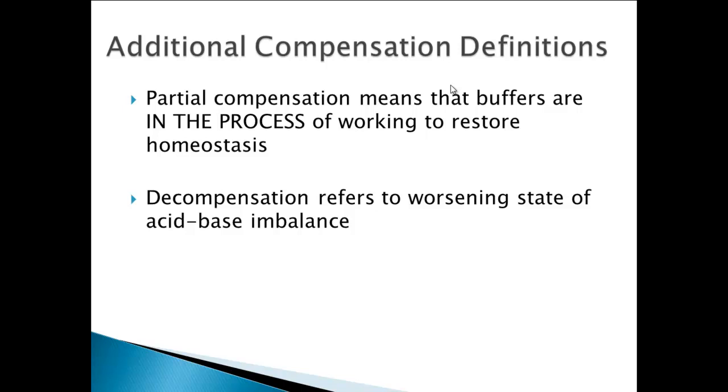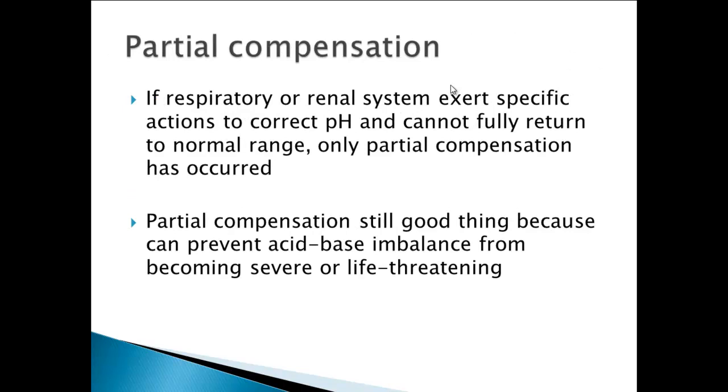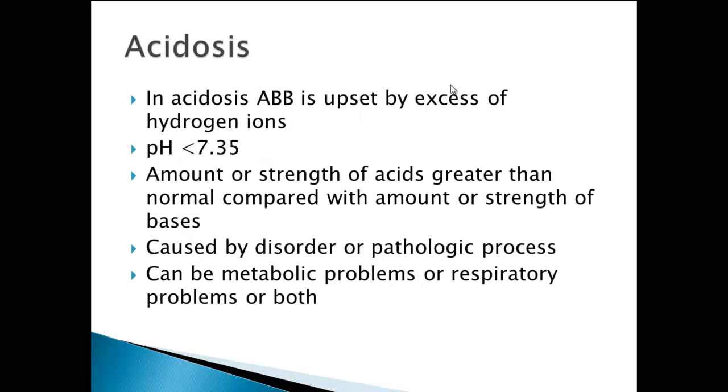There is also partial compensation, where in the arterial blood gases we will be examining, the buffers or the respiratory or renal system are in the process of working, but the problem isn't completely resolved. That is called partial compensation. When things are getting worse and worse, it's called decompensation, a worsening state of acid-base balance. In partial compensation, the respiratory or renal system exerts specific actions to correct the pH but can't fully return things to normal. It is still considered good because we're preventing the situation from worsening or becoming life-threatening or severe. It means we're heading in the direction of full compensation.